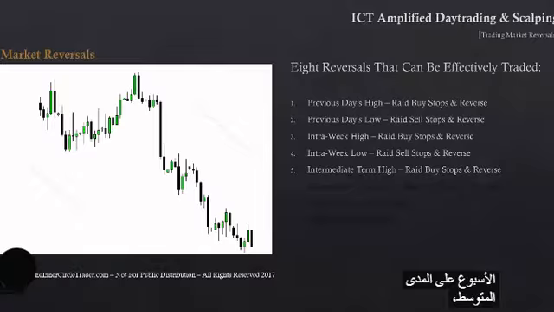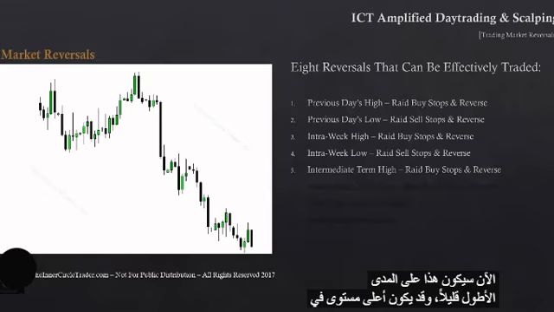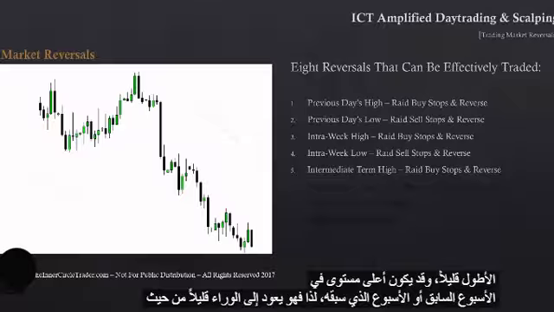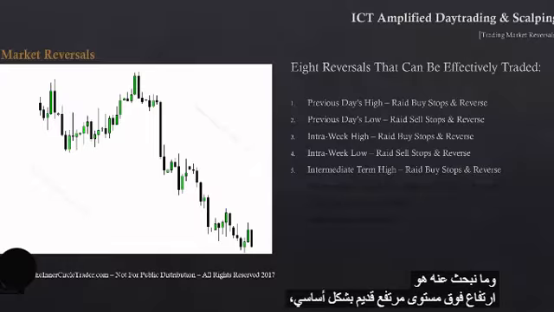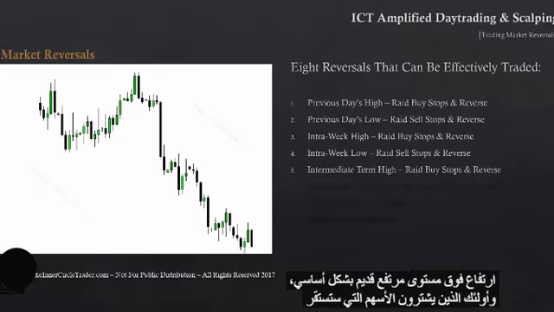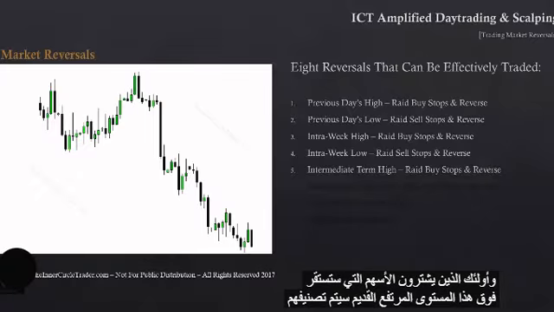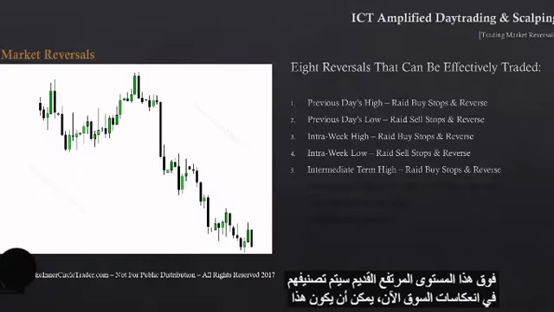Intermediate term highs. Now this is going to be a little bit longer term. It may be a high of the previous week or a week before it. So it's going back a little bit more in terms of time. And what we would be looking for is a run above an old high, basically. And those buy stops that would be resting above that old high, they would be raided and the market reverses.